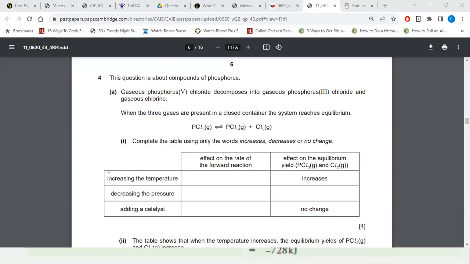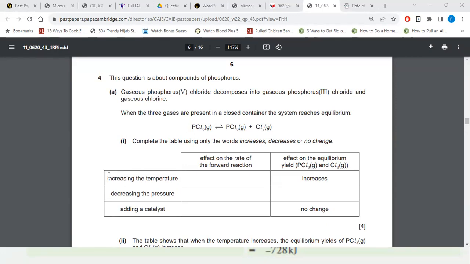Okay, take a look. This question is about compounds of phosphorus. Gaseous phosphorus chloride decomposes into gaseous phosphorus trichloride and gaseous chlorine. When the three gases are present in a closed container, the system reaches equilibrium. Complete the table only using the words increase, decrease or no change.